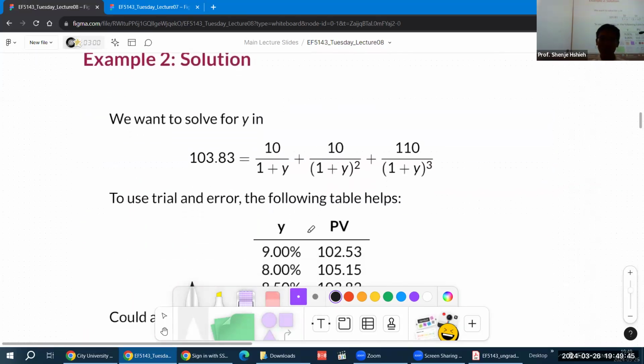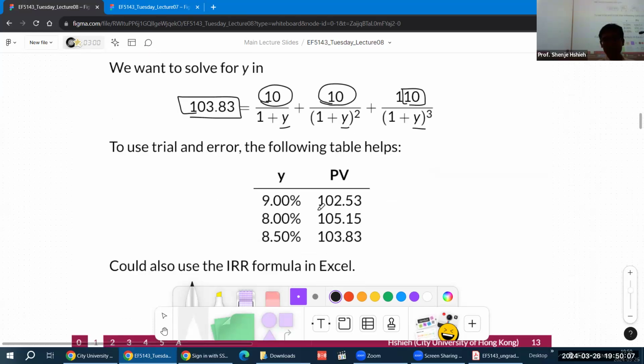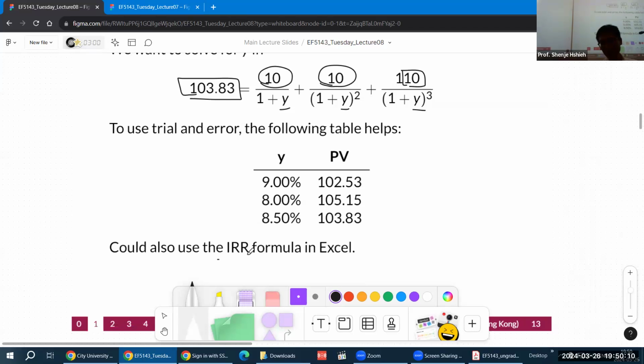So how do you set up the question? Well, as I said, we know the price. We know the coupon payment is 10% of 100. And the final coupon payment is 10 plus the principal, so it's 110. We are solving for Y, which is an annualized average yield that allows us to get this equality on the left-hand and right-hand side. So if you use trial and error, or if you use the IRR formula, you should get this 8.5%.